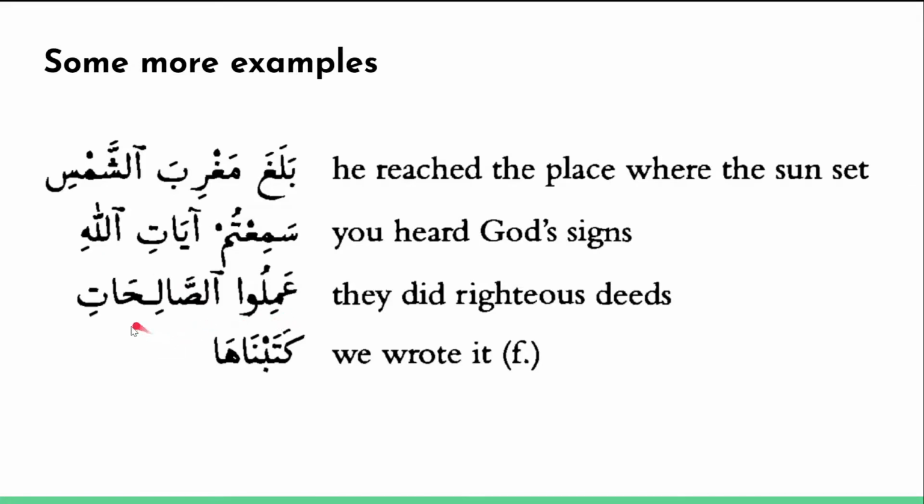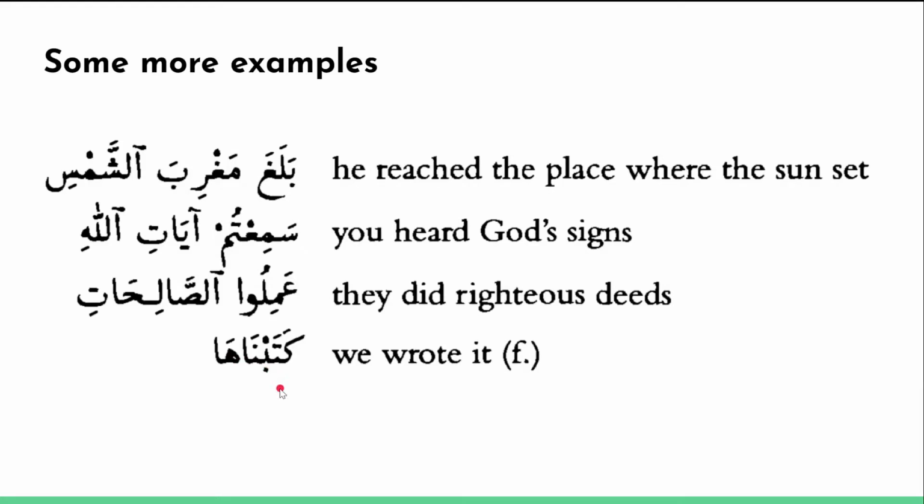عملوا الصالحات. They did. So عمل means to do something, to act on something. So عملوا, they did. الصالحات again is in the mansub case. It means righteous deeds. And both of these, by the way, what kind of plurals are they? This is the sound feminine plural. And that's why the mansub case ends with the T ending.